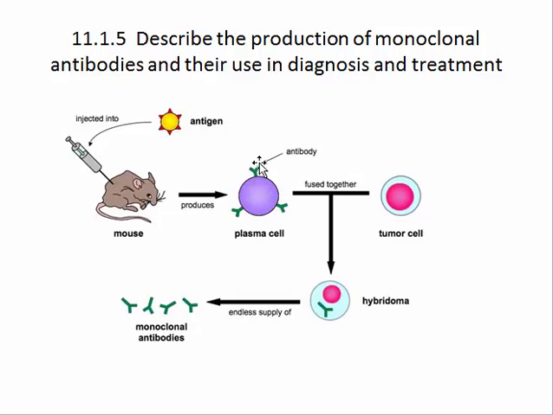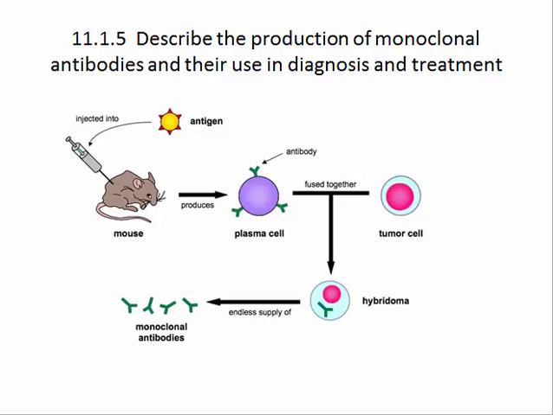And the problem is that these cells will not stay alive outside the mouse for a very long time. So you fuse them with a tumor cell, and tumor cells stay alive a long time outside of the body. When you fuse them together, you make what's called a hybridoma cell. This hybridoma cell lives a long time outside the body, and you have an endless supply of monoclonal antibodies. So you lyse them and then you can harvest the antibodies from these hybridoma cells.